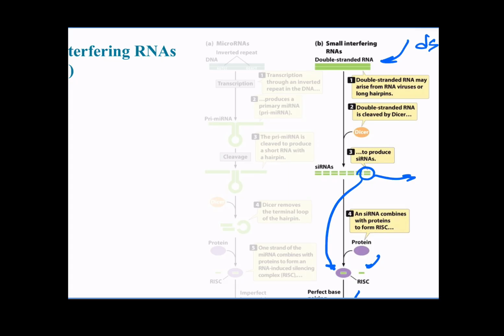One more time. So miRNAs come from genes encoded in DNA. Those genes are encoded in such a manner that when they get transcribed, they will form a hairpin, and the hairpin gets processed into a microRNA loaded onto a RISC. siRNAs, on the other hand, are produced by chopping up much longer double-stranded RNA molecules into small pieces, and each of those small pieces can be separated. One half gets tossed out, the other half gets loaded onto a RISC.